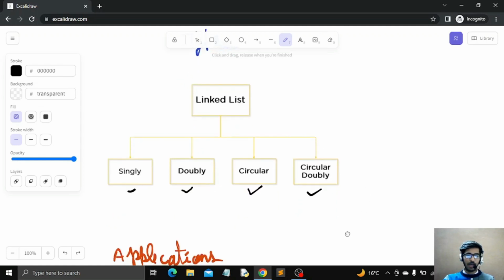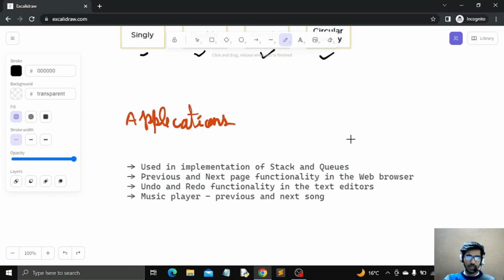Now coming to the applications of linked list data structure, it has numerous applications, and some major applications that I have written here are: so firstly, linked list data structure is used in the implementation of stacks and queues. These two are also important data structures, and we use linked list to implement them. The second application is the previous and next page functionality in web browsers. This functionality is also an application of linked list only.